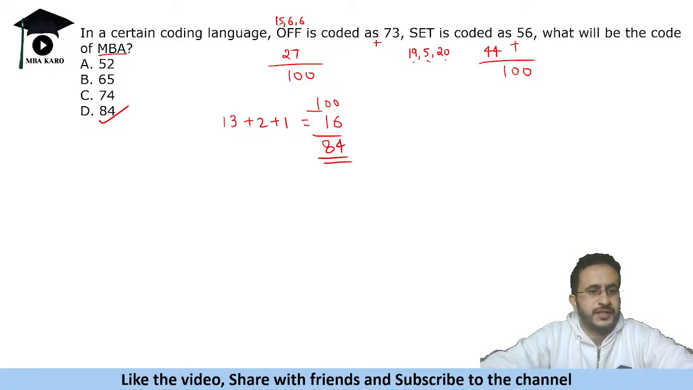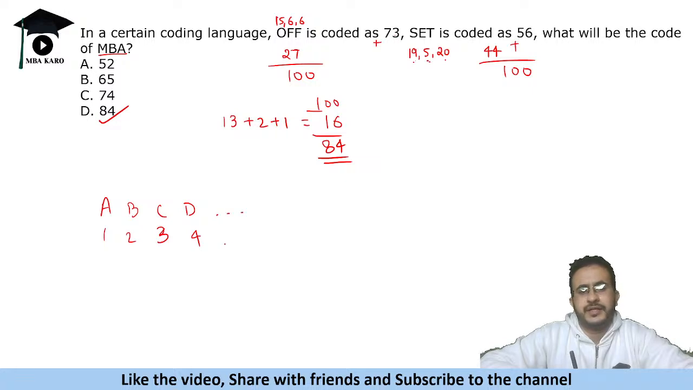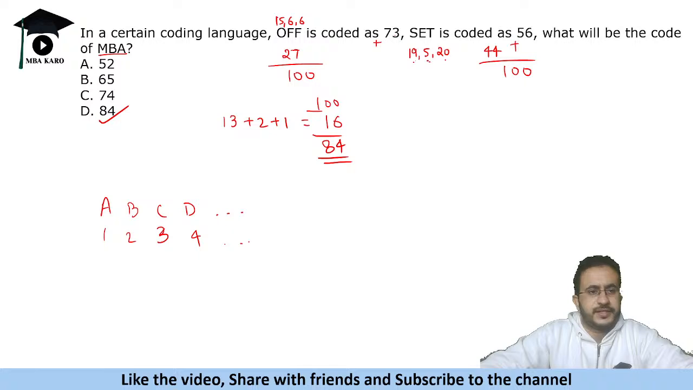Okay, so the answer is 84. So you need to add the position of letters. The most common logic is position of letters. You should know that ABCD are in order 1, 2, 3, 4 and so on. That really helps in finding these solutions.